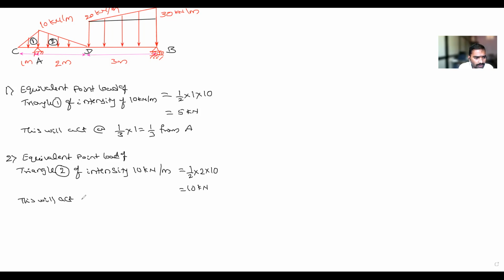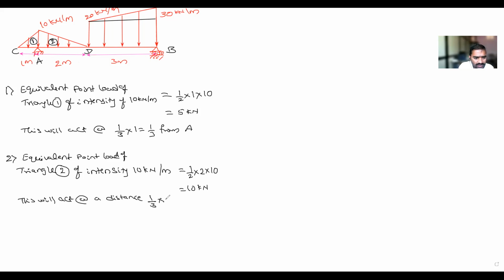Can you tell me, at 2 by 2, at a distance of 1/3? Don't take 2 by 3, you go from 1 by 3 only, at a distance 1 by 3 of 2 meter. Always start from the highest loading. Okay, you can take from the lowest also and you get the same answer.